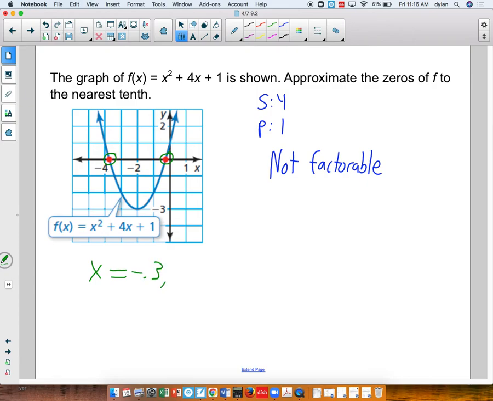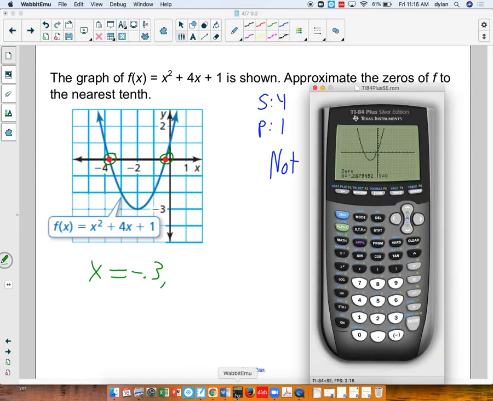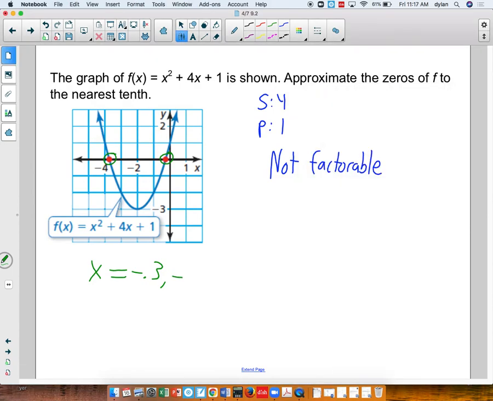And then my second zero, I have to do the process again. So second calculate, go down to number 2, and then this time we need to tell the calculator to look at the other one. So we go to the left of the other one, we hit enter. We go to the right of the other one, hit enter, and then we guess. And this time we get negative 3.7. So our two zeros would be x equals negative 0.3 and x equals negative 3.7.